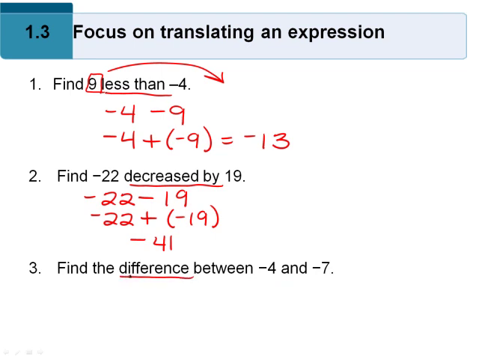So difference is definitely subtraction, and it goes right in order. So you're going to have negative 4 minus, and be careful here, a negative 7. So you need to have that negative 7 in parentheses so that you keep it separate from that subtraction sign. So now we rewrite it, okay, using addition. Negative 4, keep that, change it to addition. The opposite is going to become positive 7. So negative 4 plus 7, we have to subtract, keep the sign of the bigger number, and that would be positive 3.